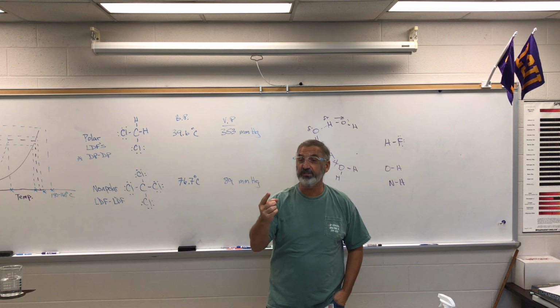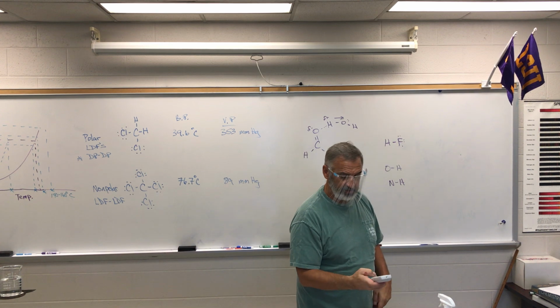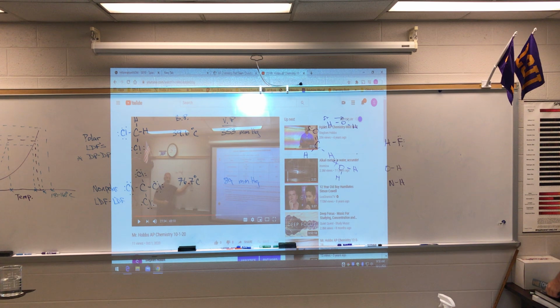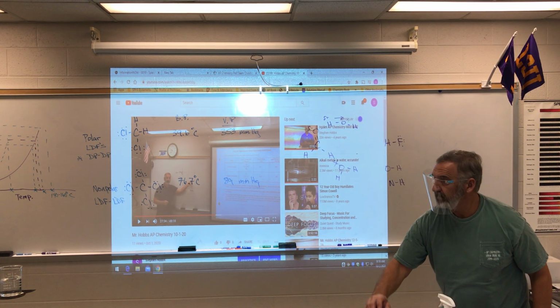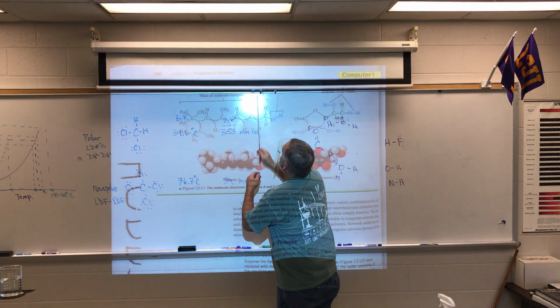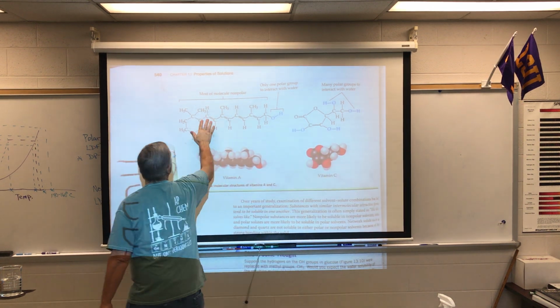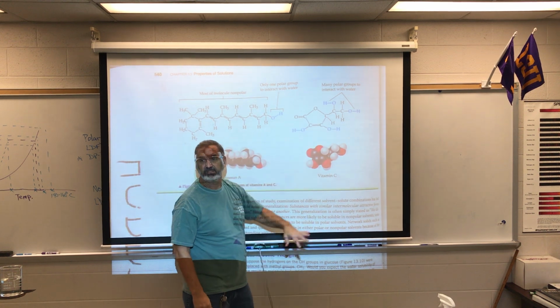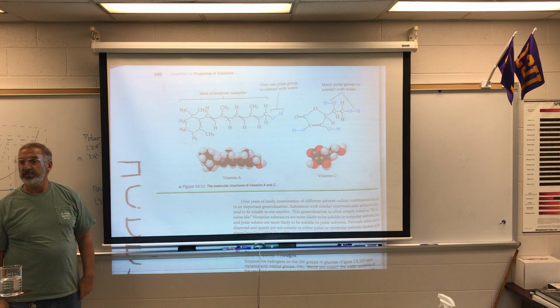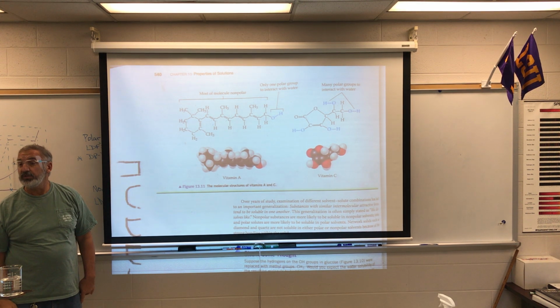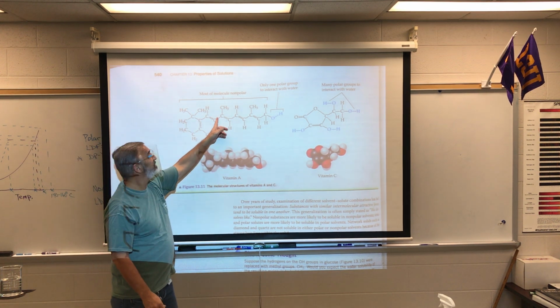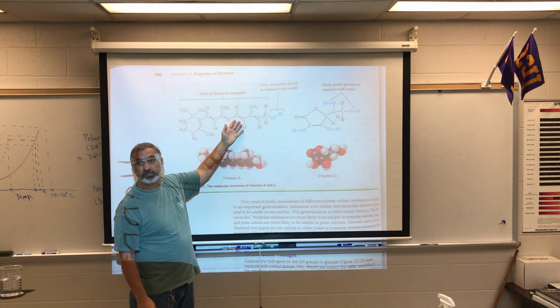So we talked about fat versus water-soluble vitamins. What was the difference? In that article, which I know you all read, so why is this one not soluble in water and this one is? Okay, but you can't just say because it's polar. In terms of attractive forces, this is mainly non-polar, right? So what's going to be the attractive force with it in water?